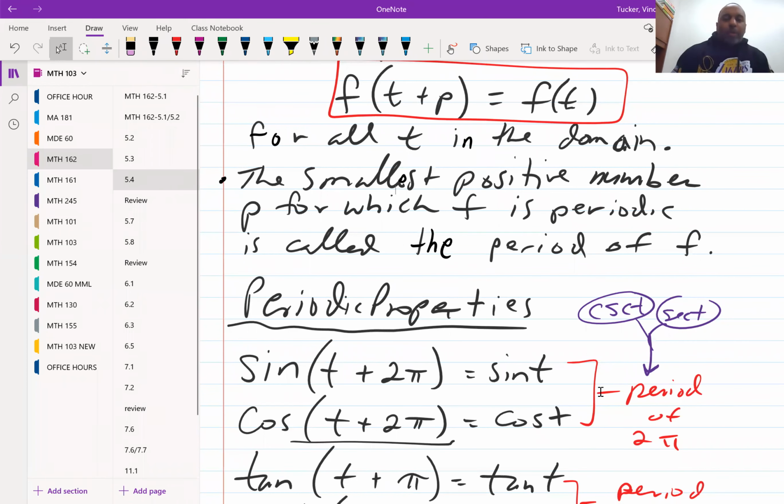All right, so looking at our periodic properties. We have sine of t plus 2 pi, same thing as sine of t. And the same thing with cosine. Remember, we just mentioned that cosine has the same period. Now, we didn't say it has the same period, but we just mentioned 2 pi.